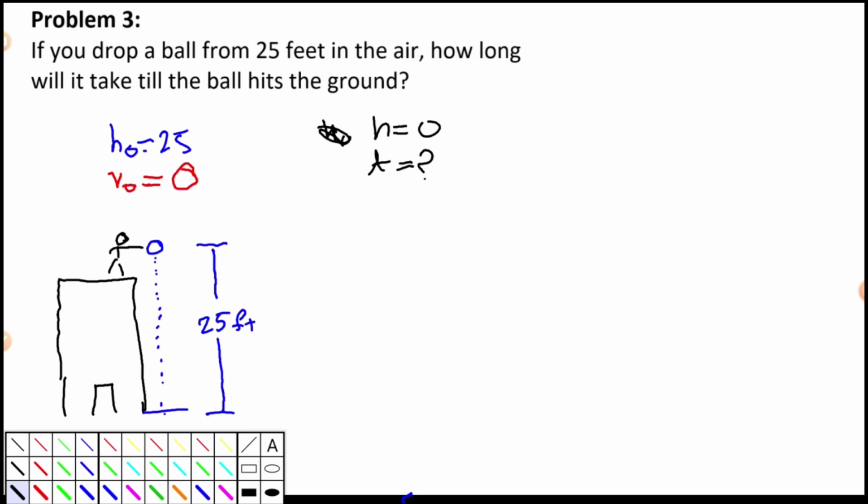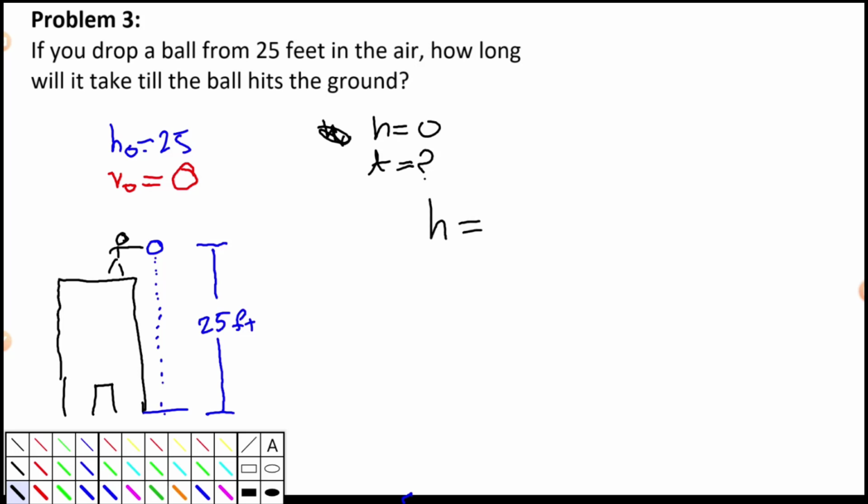So there's our problem. Let's see what we know so far. We know our initial height is 25 feet. That's how high the ball is off the ground. We are not throwing it up in the air or throwing it downwards, so we're just letting go of it. So your initial velocity is going to be 0. What we're trying to figure out is when the ball hits the ground. So that means the height will be 0, and the time is what we're going to figure out. So let's solve this problem. This one shouldn't be too bad.